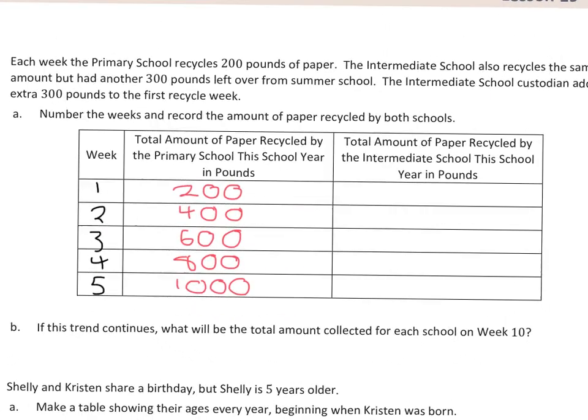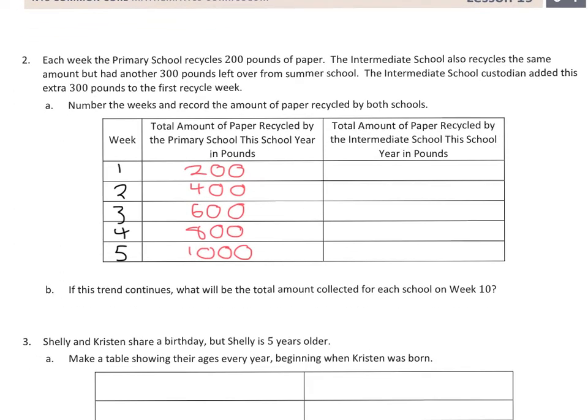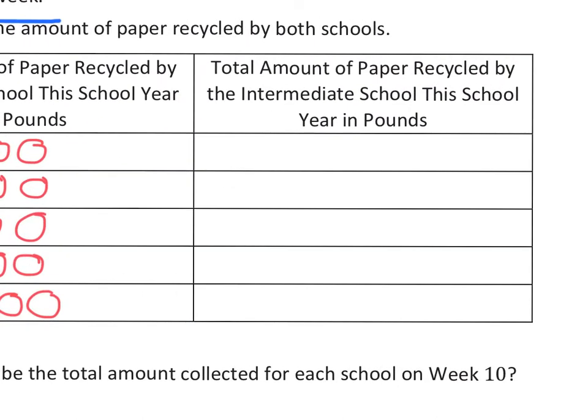Okay, now we have to fill out the intermediate school, or as we would call it, middle school. And this says up here, the intermediate school also recycles the same amount, but had another 300 pounds left over. So it says the school custodian added this extra 300 pounds to the first recycle week. So they recycle 200 pounds, just like the primary school does the first week, but then they had this extra 300 pounds. So to start, they are going to have not 200 pounds, but they're going to have 500 pounds. So they have 500.